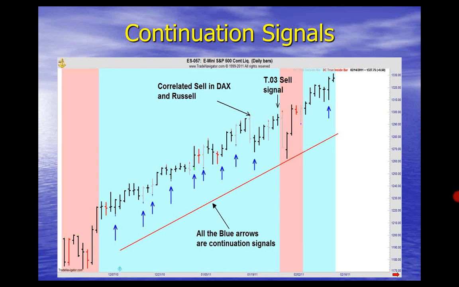What we do with those is we use the 533, the fast stochastic, to manage the stop loss, and we use a 2-bar trailing stop until the stochastic gets overbought or oversold, as the case may be, at which stage we tighten up to a 1-bar trailing stop, and we then invite the market to stop us out.